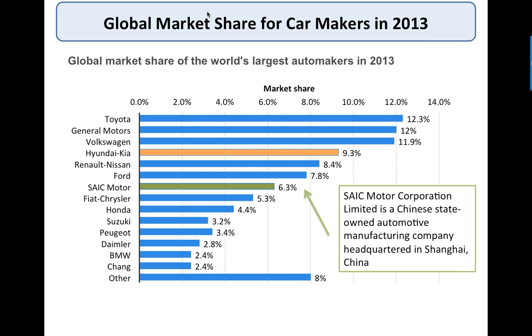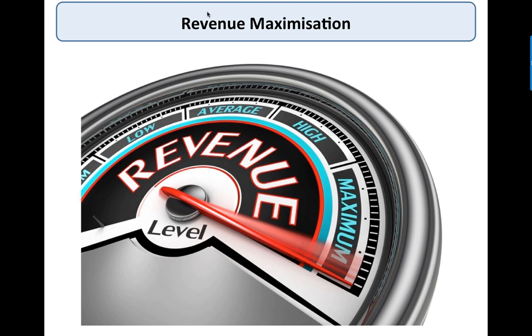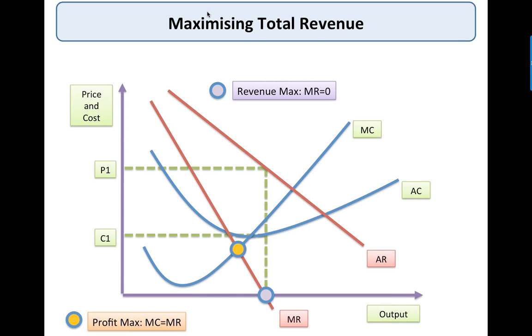Are car makers profit maximizers, or are they more in survival mode? Ask the people at General Motors that question. So if firms aren't profit maximizing, what are they doing? Well, one alternative is revenue maximization. And here's our diagram to show it.